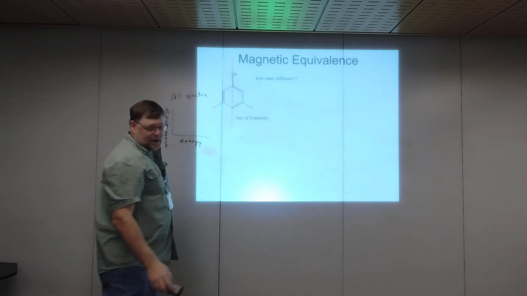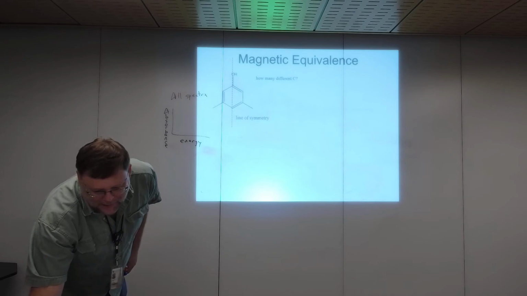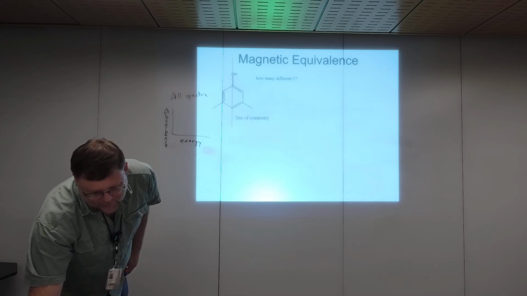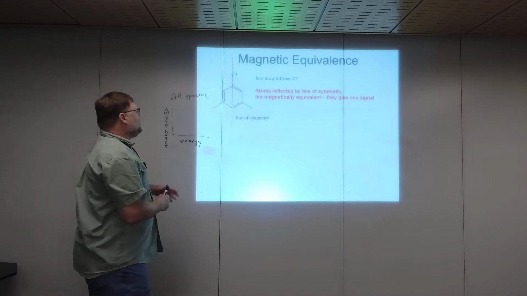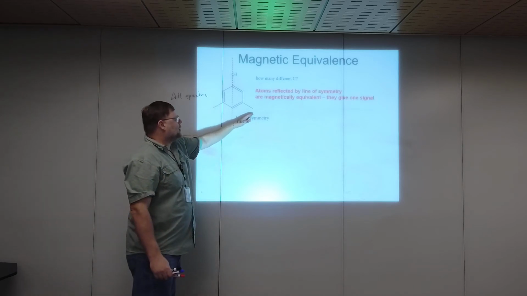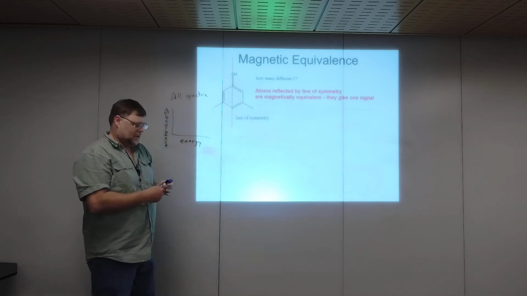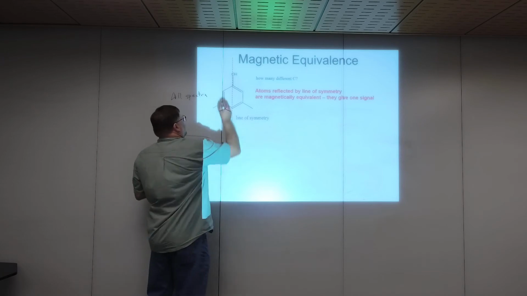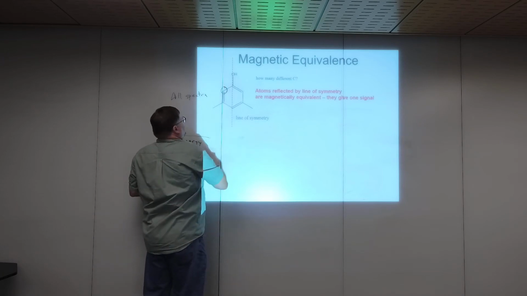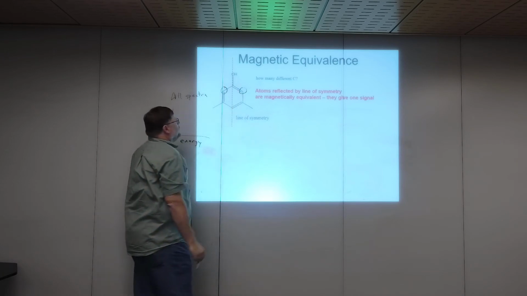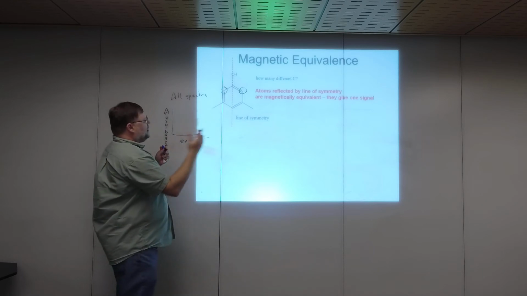Okay, so now, given that plane of symmetry, does that tell you anything? Can pause if you want. All right. So atoms reflected by a plane of symmetry or a line of symmetry are magnetically equivalent. They're going to give one signal. So for instance, these two, those are the same, right? They're reflected in the plane of symmetry.